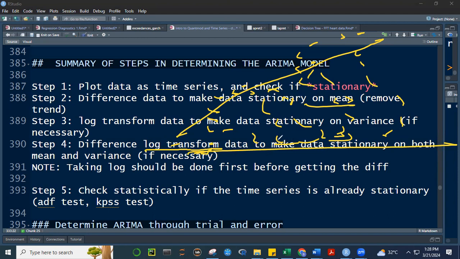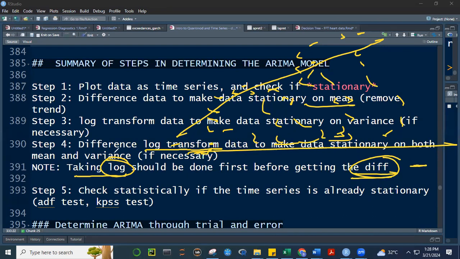Then you'll have to do two things, no? You'll have to treat the non-stationarity in variance and also in the mean. So what you have to do first, if you're going to do both, is take the log first and then get the difference. You cannot get the difference first and then get the log, because getting the difference would introduce potentially negative numbers. And if you have negative numbers, you cannot get the log anymore. Mag not a number tayo dyan, mag-error tayo dyan.